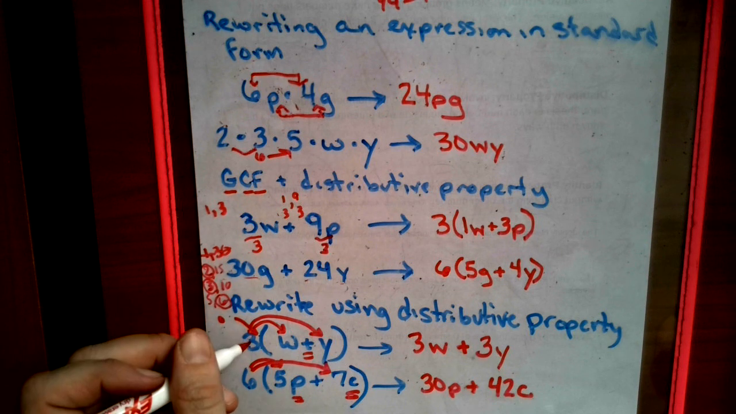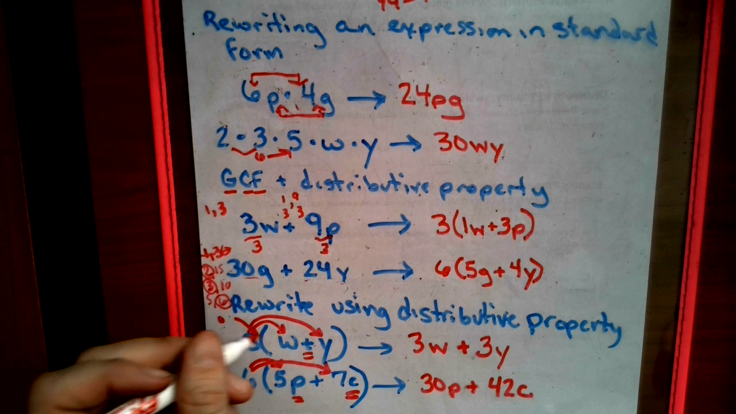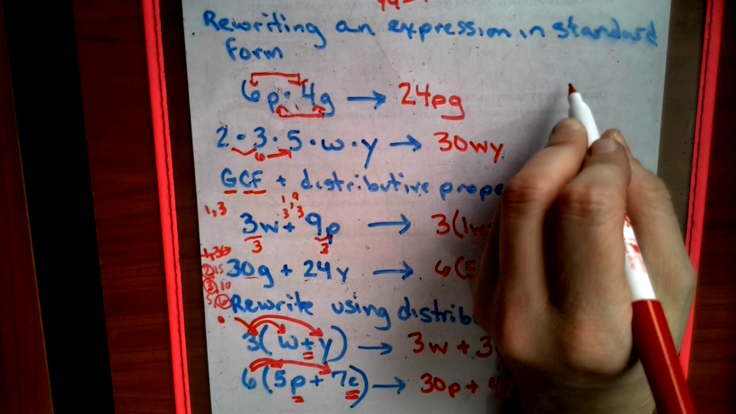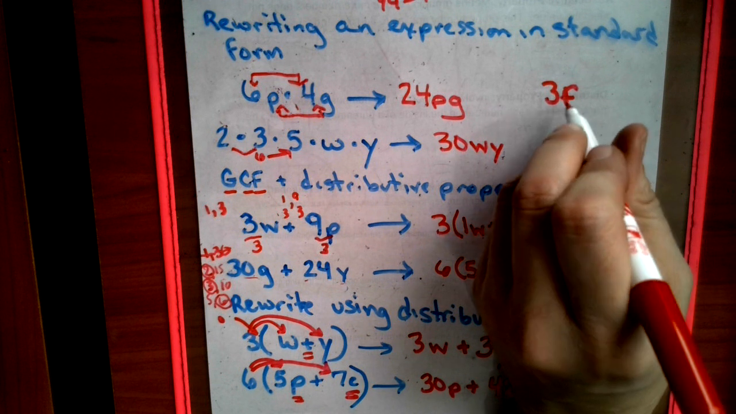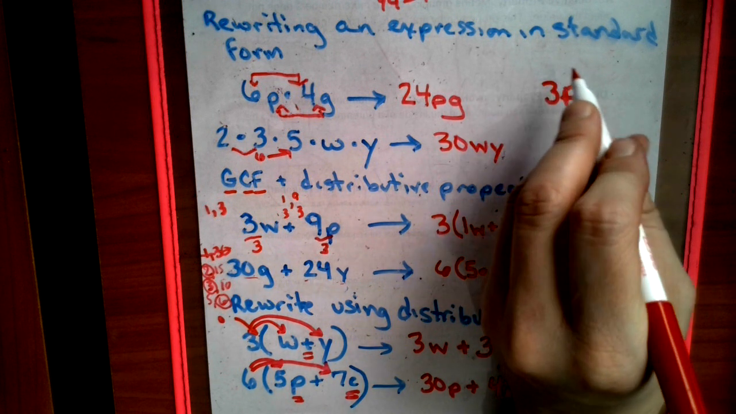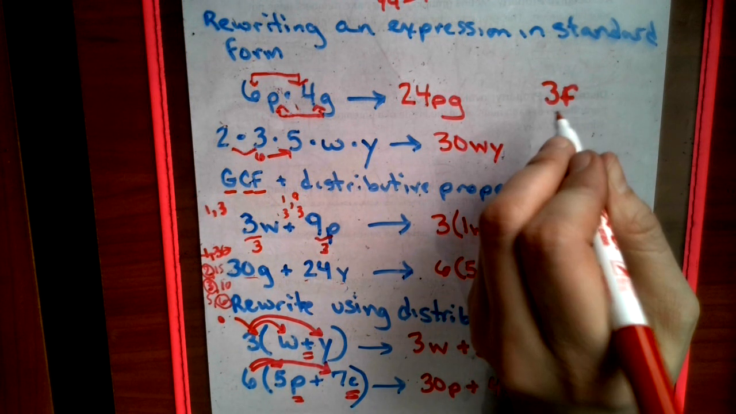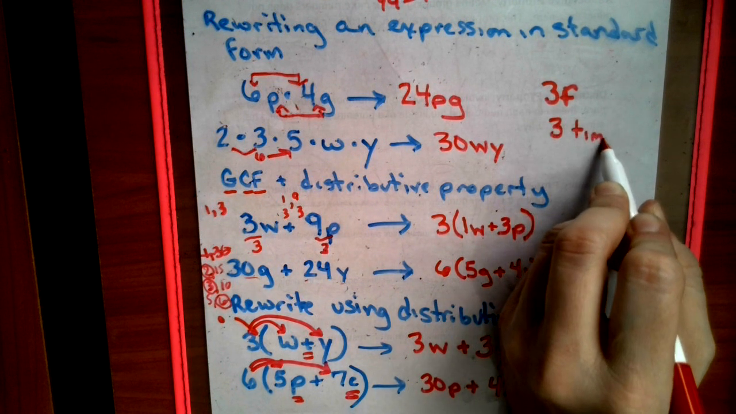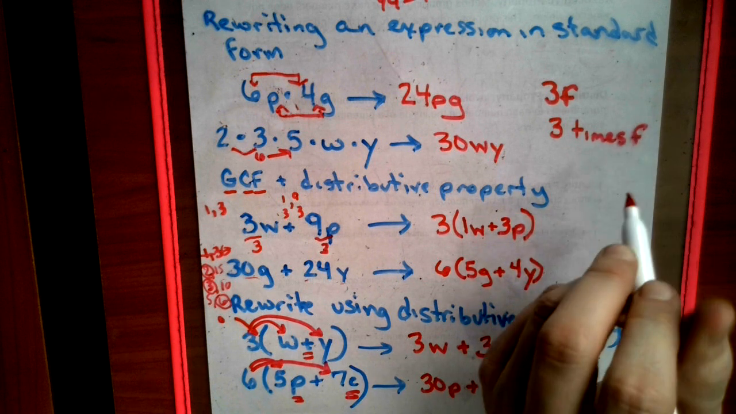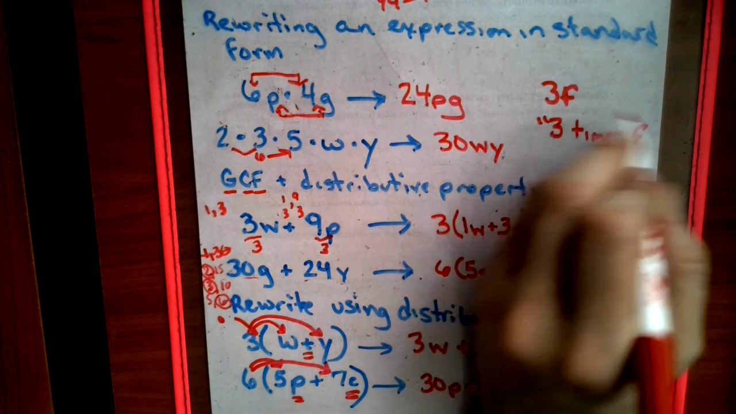And the only other thing is, remember when I said there is no sign, that means times? Same thing happens when a letter and a number are touching each other. When you have to write this in words, this is not 3F. It is 3 times F in words. Okay?